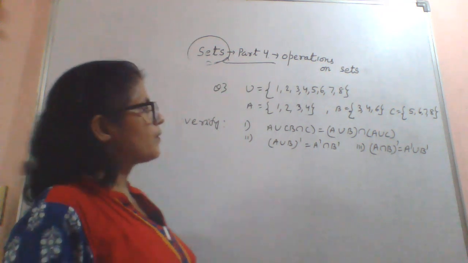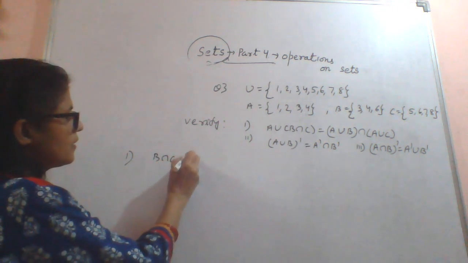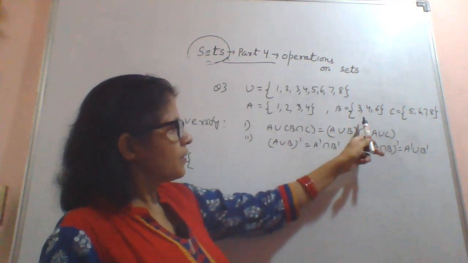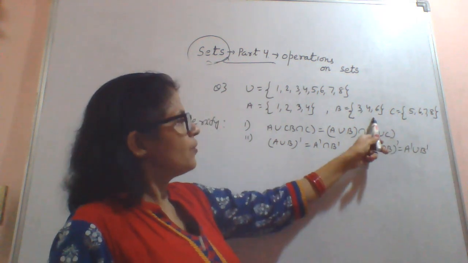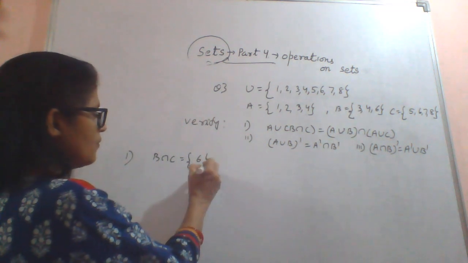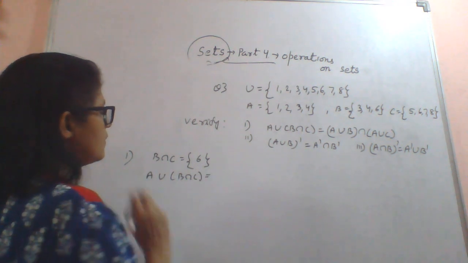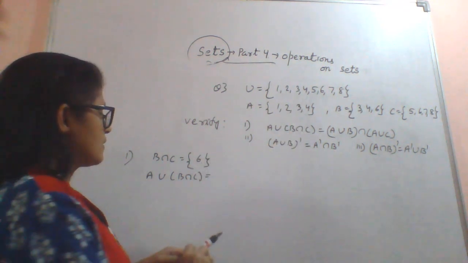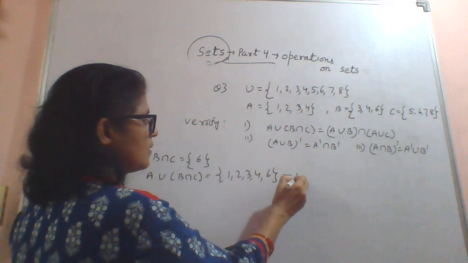De Morgan's law. Okay, so coming to first part, first you take B intersection C. I am not writing A, B, C again, so you can see from here, B intersection C: {3, 4, 6} and {5, 6, 7, 8}. So in the intersection I think you are getting only 6. Okay, now A union (B intersection C). Now A is {1, 2, 3, 4}, here it is 6, so you are getting {1, 2, 3, 4, 6}. It is your LHS.